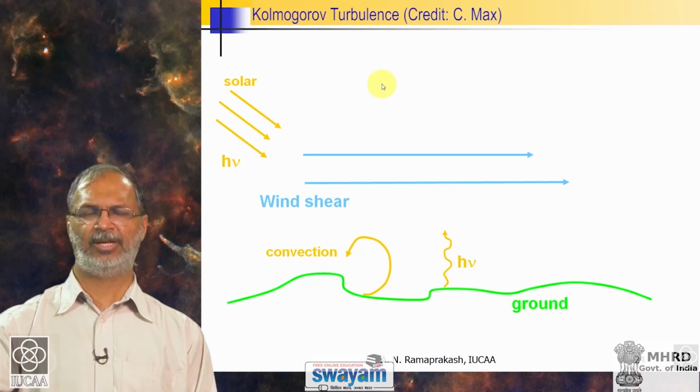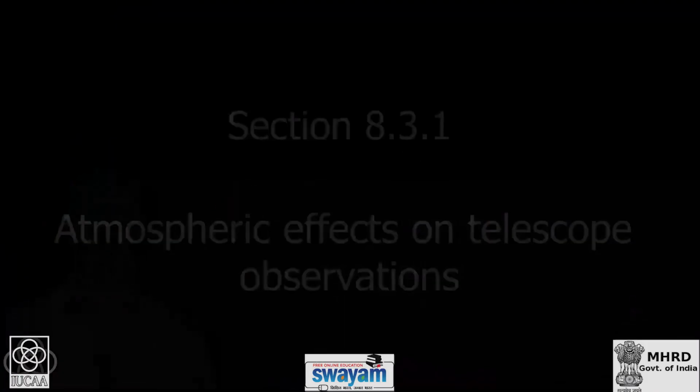So, that would be the main topic of this discussion, and in the end I will highlight some efforts which are being made in India to build one of the largest observational facilities which are upcoming, the 30-meter telescope. So, before getting into that, let us understand what the atmosphere does.